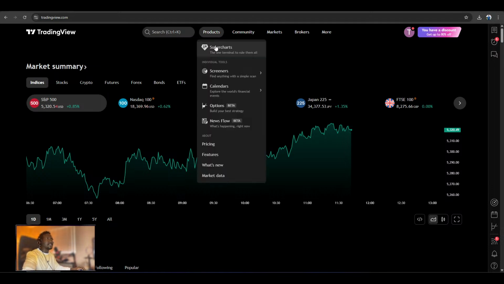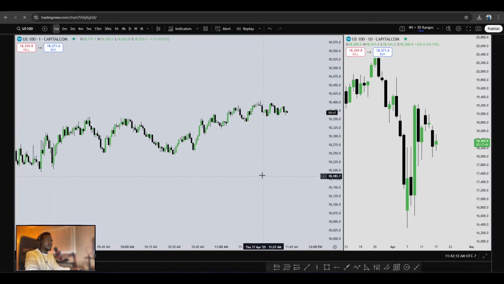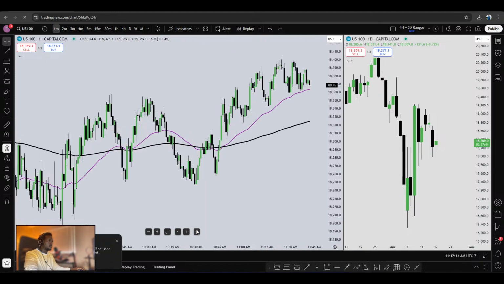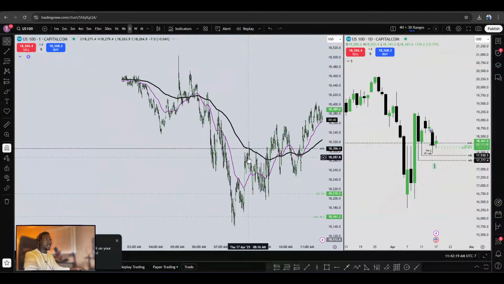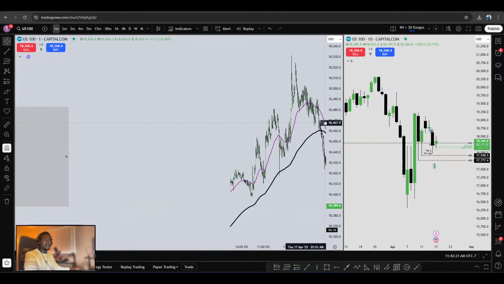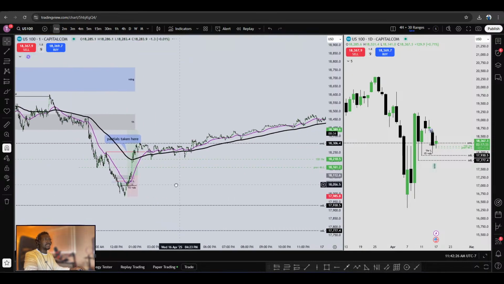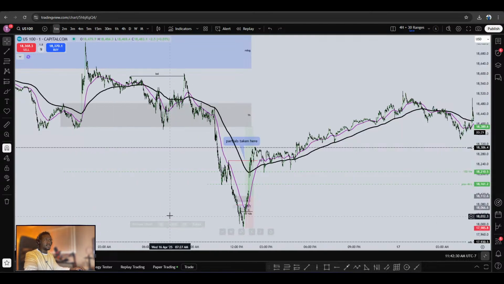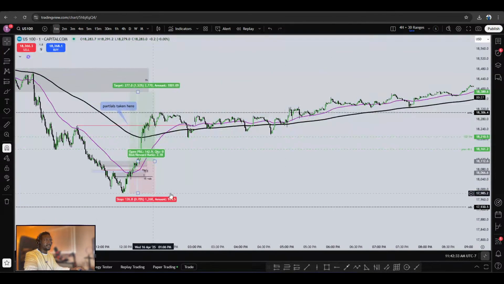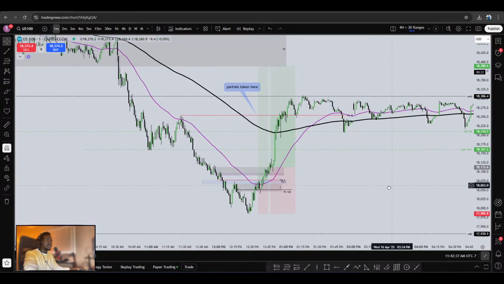Okie doke. Let's see what the markets have for us today. Yesterday we had a good trade. Let's go back and see what happened with that trade. This was yesterday's trade. It was a decent trade.